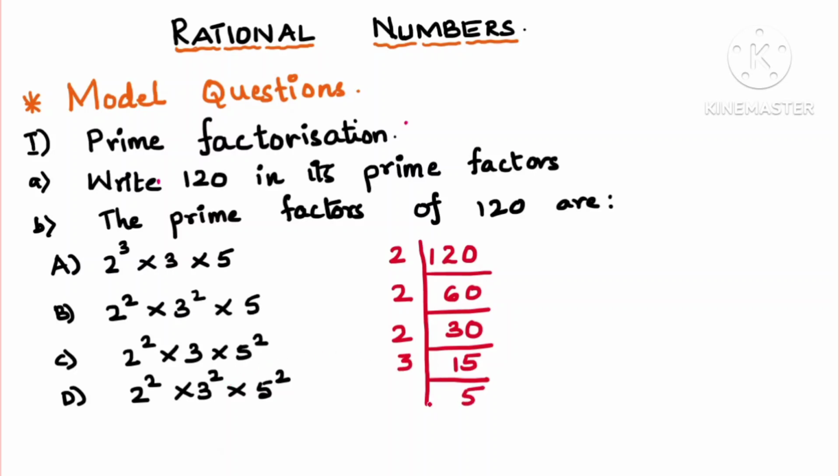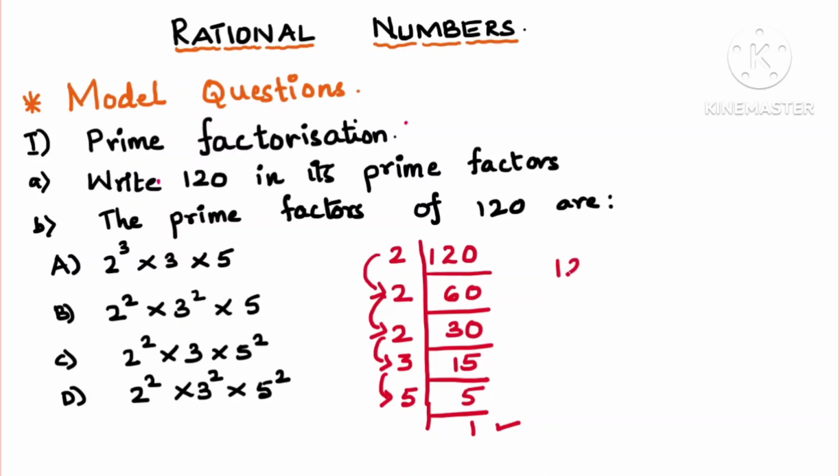3 fives are 15. I cannot divide 5 by 3 because 5 will not come in the table of 3. So now I take 5, 5 ones are 5. I have to go on doing this division until I get the last number as 1. Now if I write all these numbers, 2 into 2 into 2 into 3 into 5.